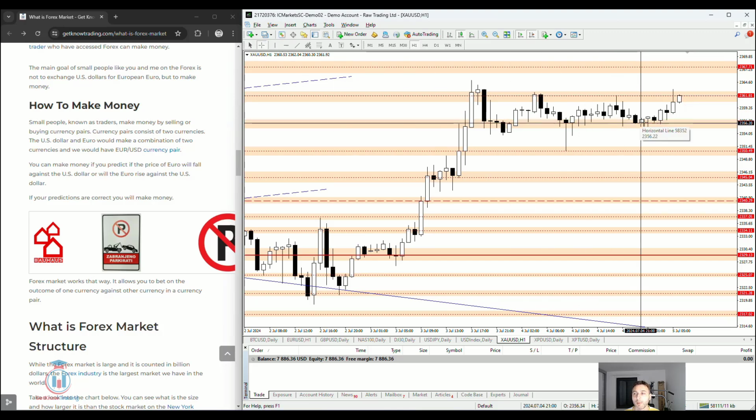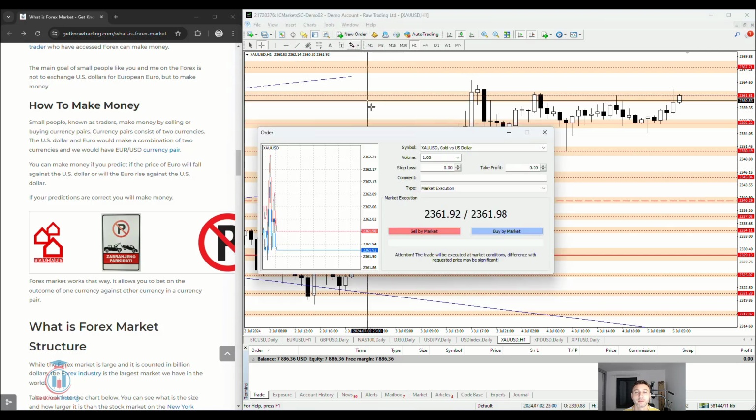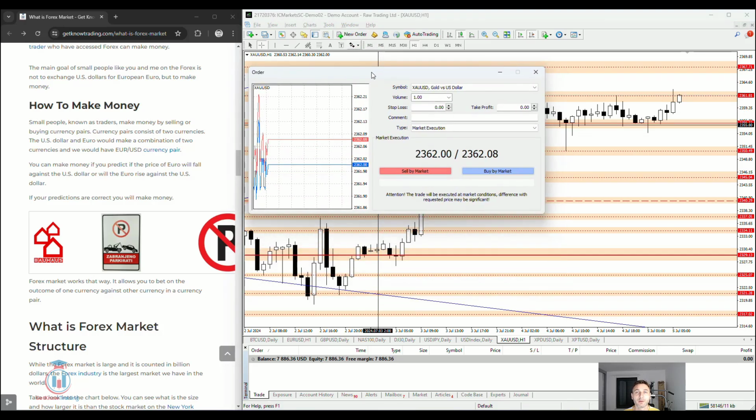Why will the price go up? Because I see that the price has been going for several hours. It has started moving up. So I will click here, a new order. You need to open an order in order to start trading on the Forex market.